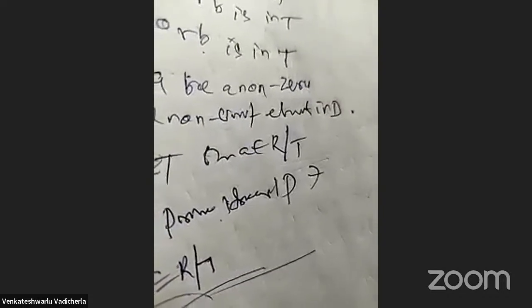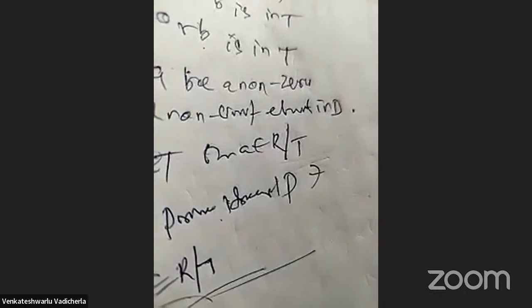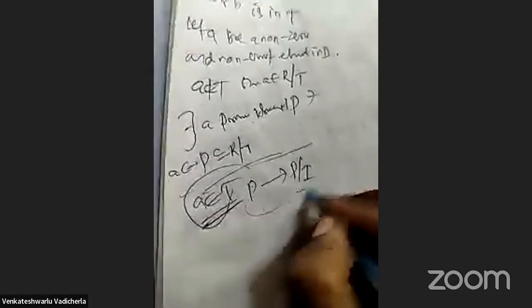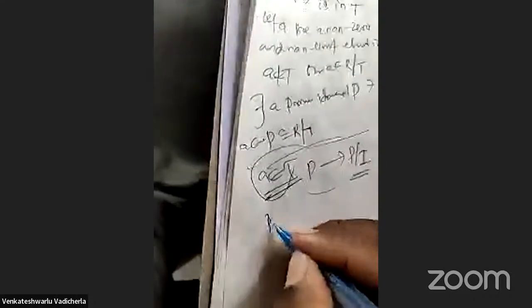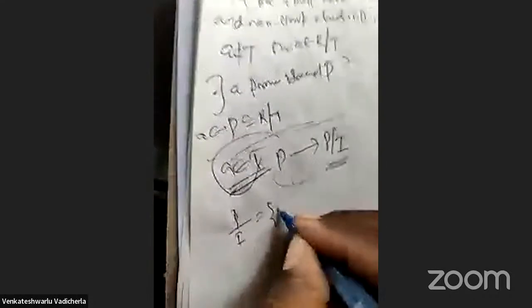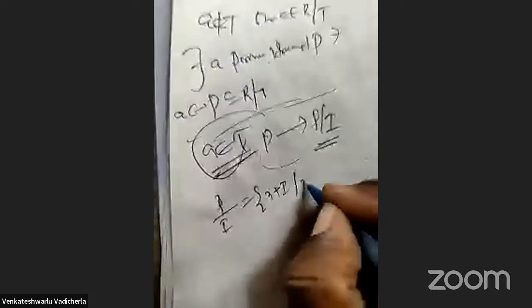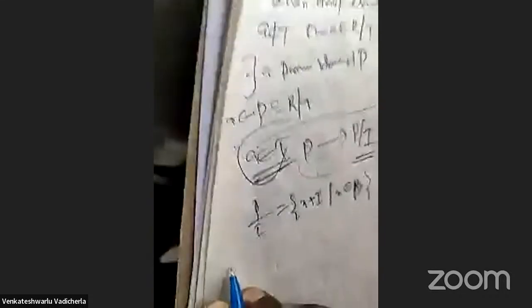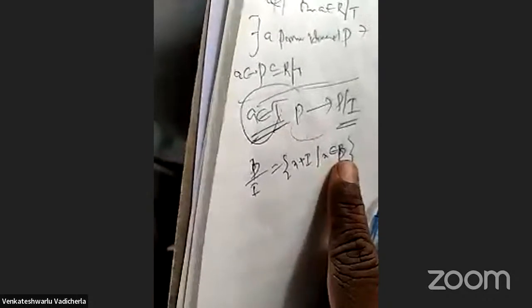There is a one-to-one correspondence between the prime ideals of R containing I and the prime ideals of R/I. P/I is a quotient ring. The elements of the quotient ring P/I are of the form x + I, such that x belongs to P.